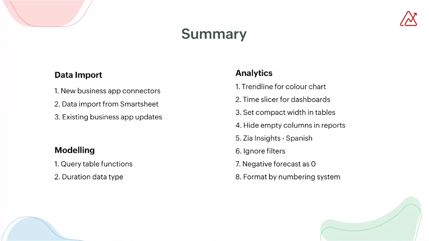Moving on to the next category, analytics, we had a couple of updates. We looked at the trendline feature now supported for charts with the color column, time slices for dashboards, the ability to set compact width in tables, hiding empty columns in reports, Spanish, which is now supported in Zia Insights, ignore filters, representing negative forecast values as zero, and formatting your 1,000 separators by different numbering systems.